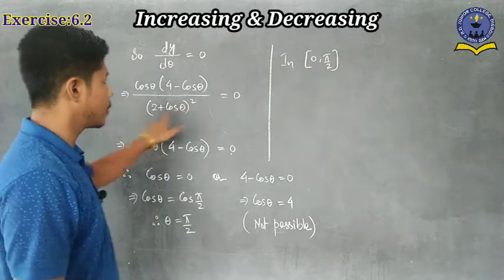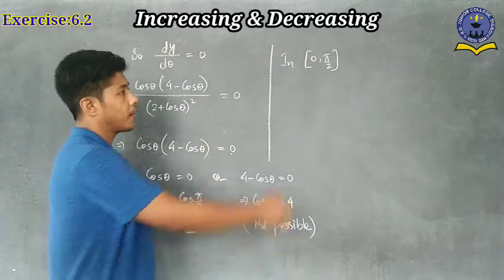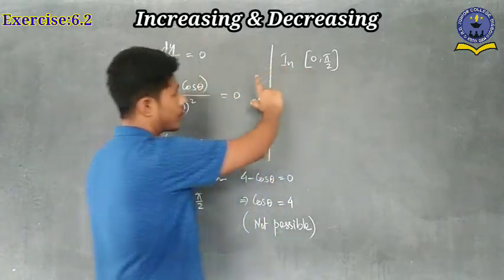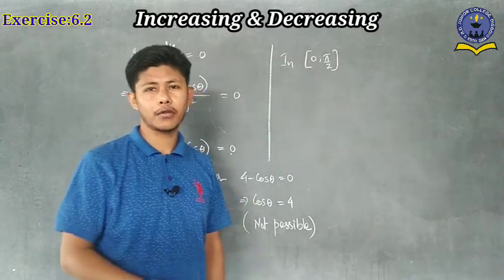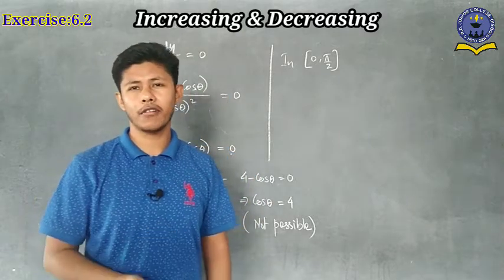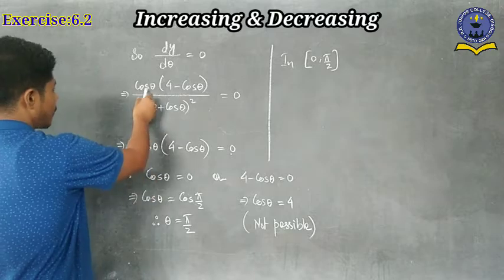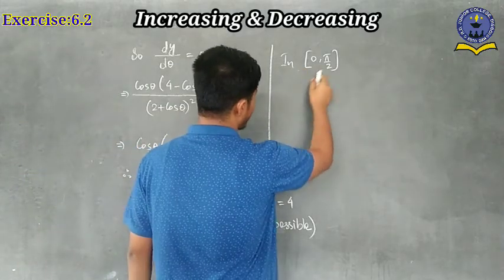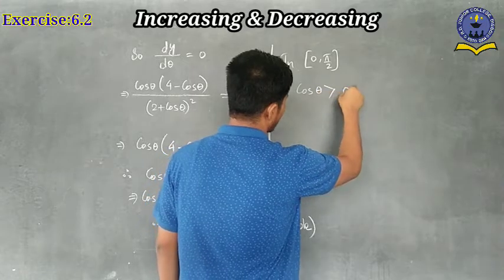So first of all, the given interval is from 0 to pi by 2. Now 0 to pi by 2 means which quadrant? First quadrant. In the first quadrant all trigonometric functions are positive. So in the first one, cos theta, in 0 to pi by 2 we can directly say the value of cos theta is greater than 0.